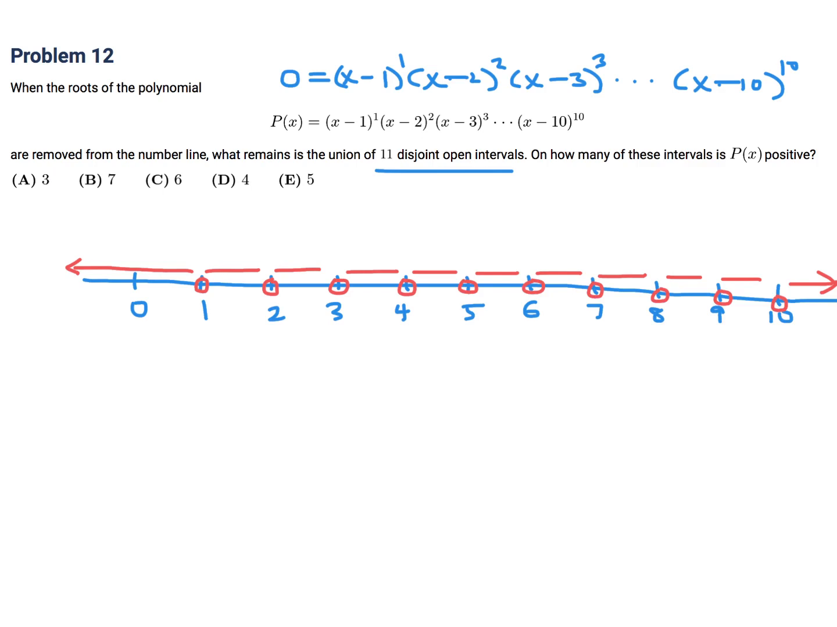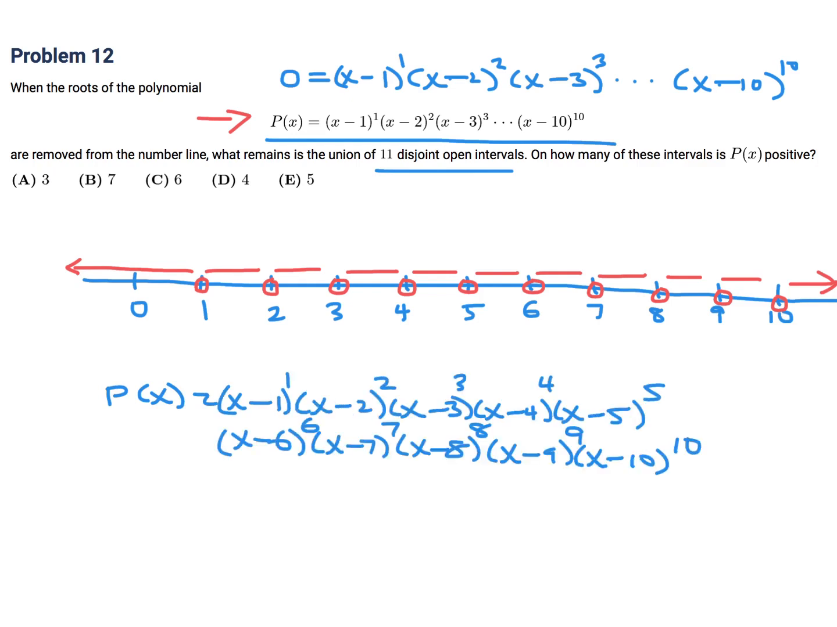And they're saying, in how many of those intervals is this positive? Okay, so that means we have to discuss that in detail before we start plugging in numbers. So first let me just write it out. x minus 1, x minus 2, and so on. So now let's discuss this.